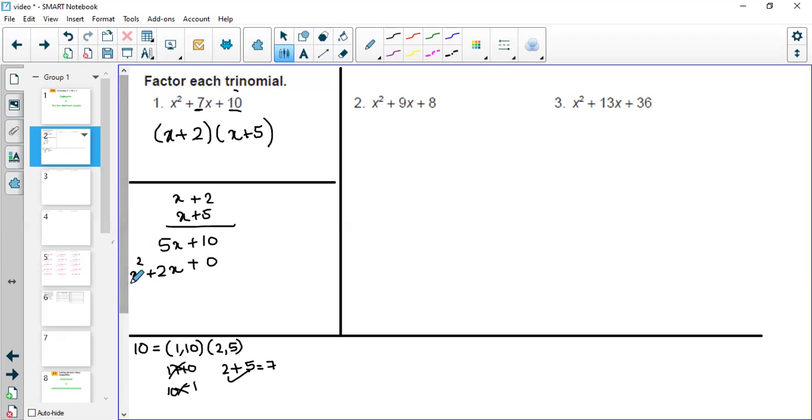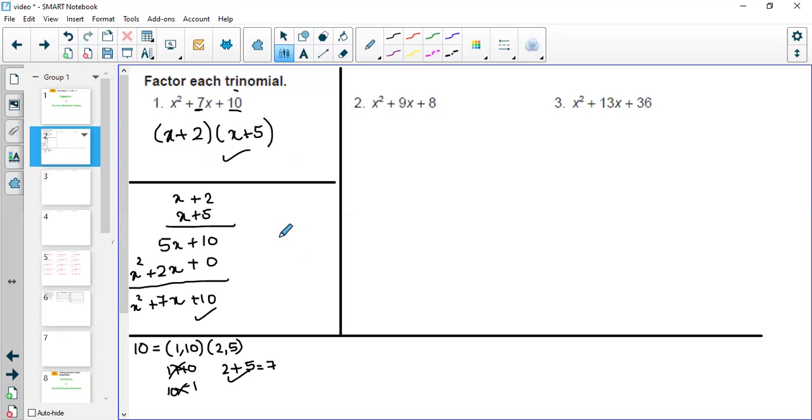So which means, now if you would add this, it's going to give you x square plus 7x plus 10. This is the trinomial which is in the question, which means your factorization is correct as well. Now this is one method, this is the way to check whether your factorization is correct or not.